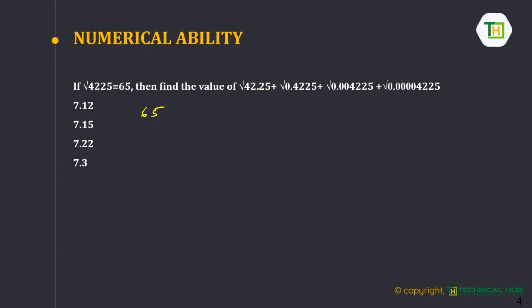42.25. After the decimal point, 2 digits are there. When it comes out, only one digit, 6.5. And next, this number is also 4225. You will get 65 only, but after the point, 4 digits are there. When it comes out, 2 digits, so 0.65. And here 6 digits are there. When it comes out, 3 digits, 0.065.